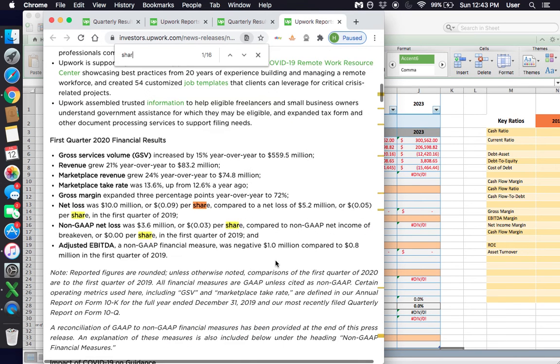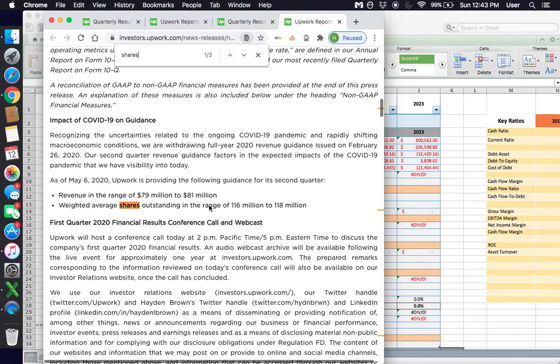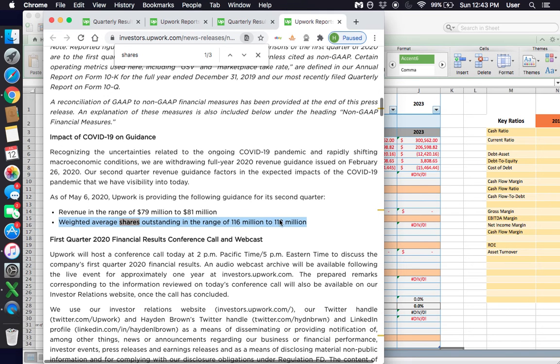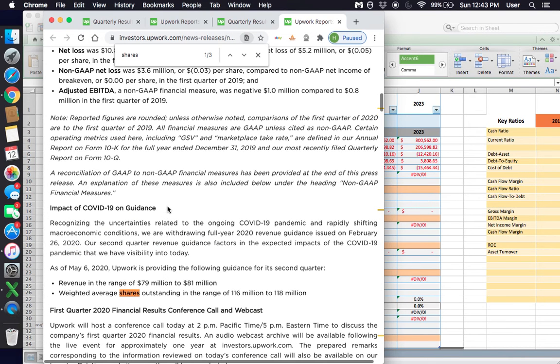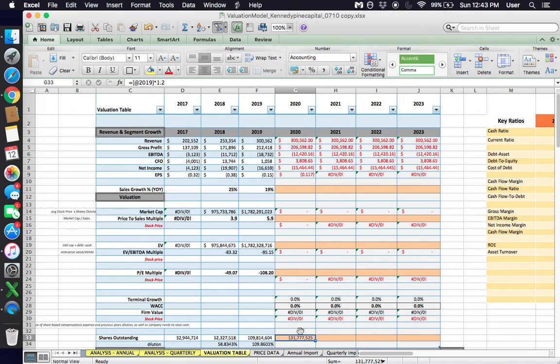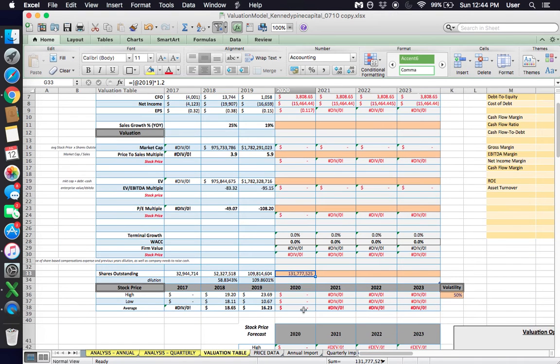Go ahead and type in shares. And there we go. Weighted average shares outstanding in the range of 116 to 118. So that 131 number we just did was actually a bit too high. And what is this? This is guidance for their second quarter numbers. So they think their second quarter sales will be this, and their shares outstanding will be this. So we'll just use that number for the full year 2020.